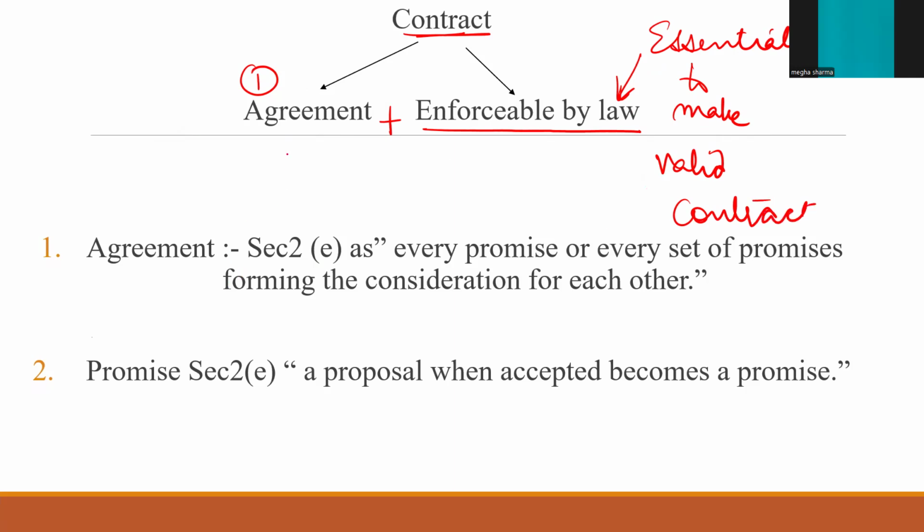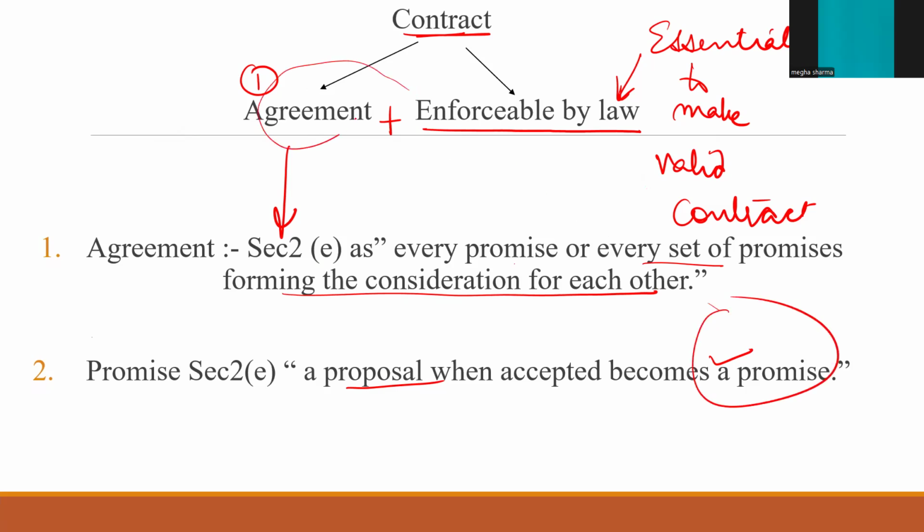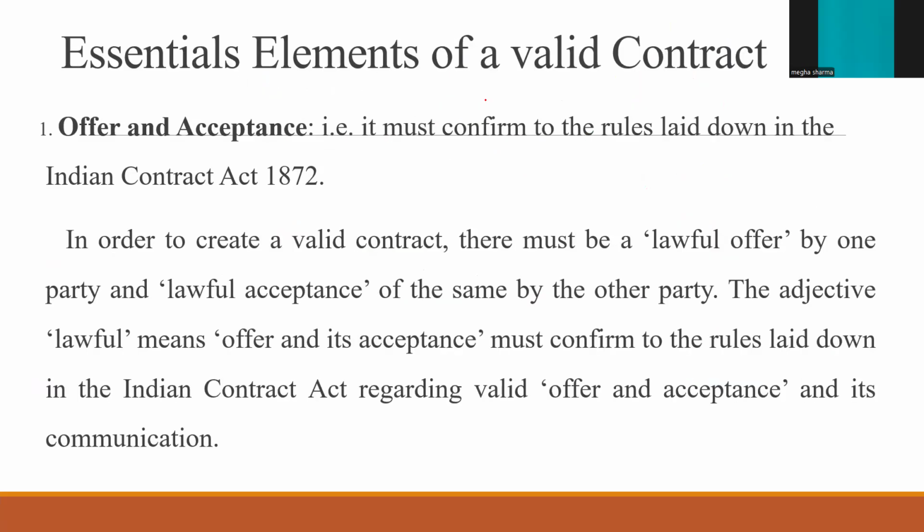So what exactly is an agreement in that case? As per Section 2(e), every promise or every set of promises forming the consideration for each other is known as an agreement. What is a promise? It's a proposal. When accepted, it becomes a promise. When I'm offering something to a party, the other party should accept the same and then it becomes a promise. And we initiated the word agreement over here. Now the only part left is to make it enforceable by law.